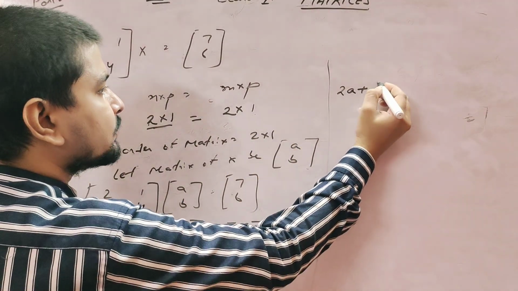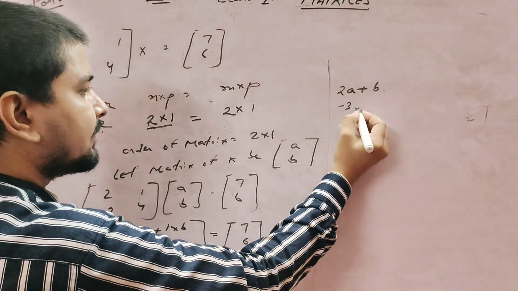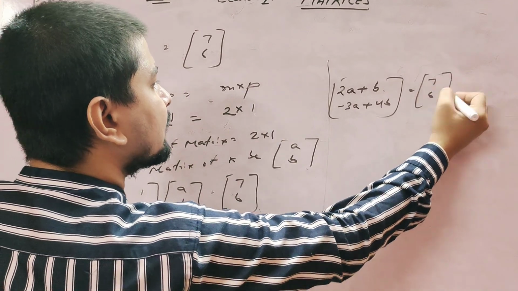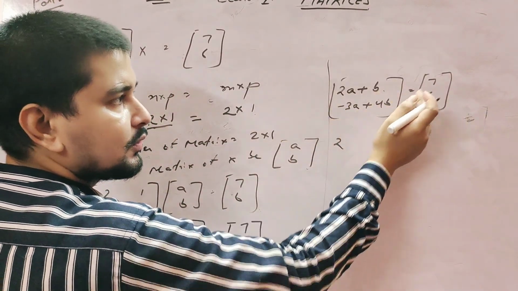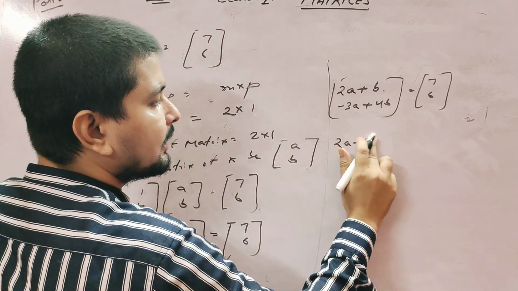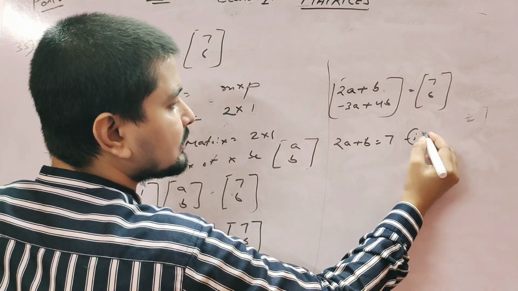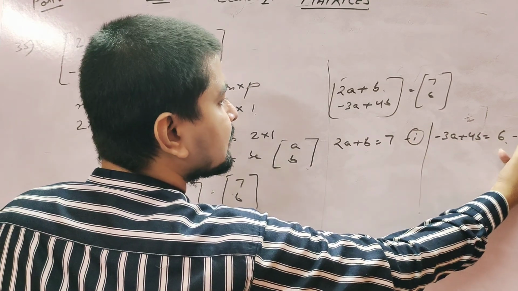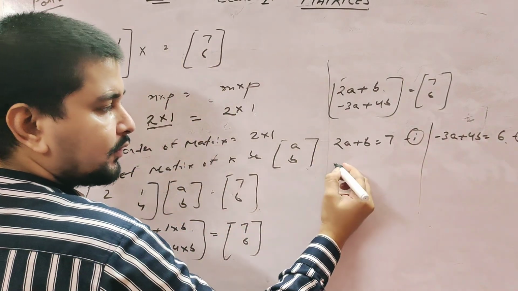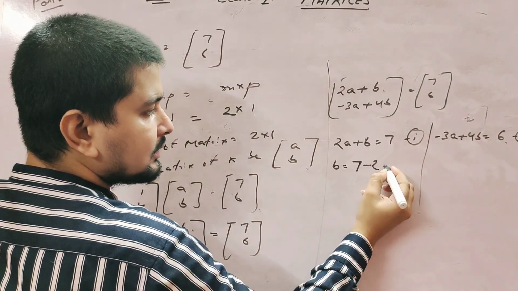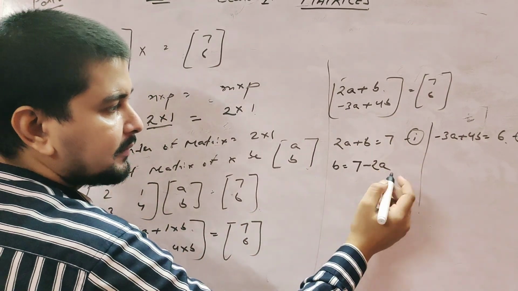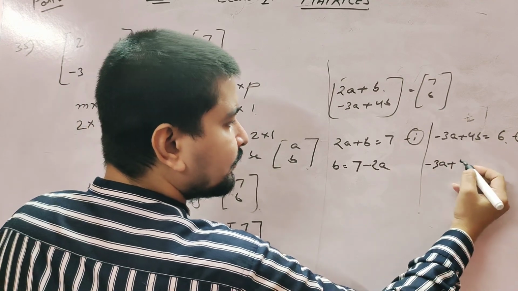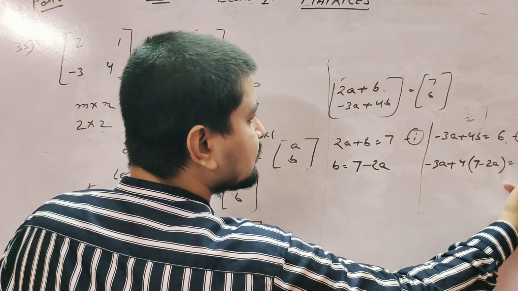2 into A is 2A plus 1 into B is B, and minus 3 into A is minus 3A plus 4B, equals 7 and 6. So this portion equals 7, that means 2A plus B equals 7 as equation 1, and minus 3A plus 4B equals 6 as equation 2. So we calculate the value of B from here: B equals 7 minus 2A. Putting the value of B in equation 2, in place of B write 7 minus 2A, so minus 3A plus 4 into (7 minus 2A) equals 6.